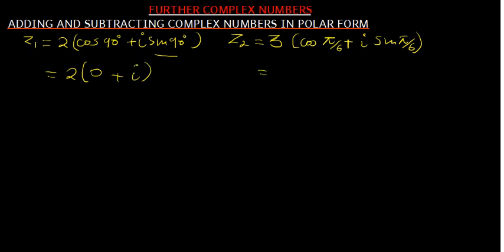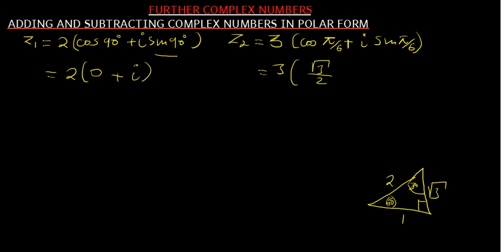And then this side, pi over 6 is 30 degrees. So if you have 60 degrees there, this is 30 degrees. This is a 90-degree triangle, and we are using special angles in this way. So cos 30, cos is the adjacent over hypotenuse, so that is root 3 over 2. And then you have plus i, now sin 30 is 1 over 2.